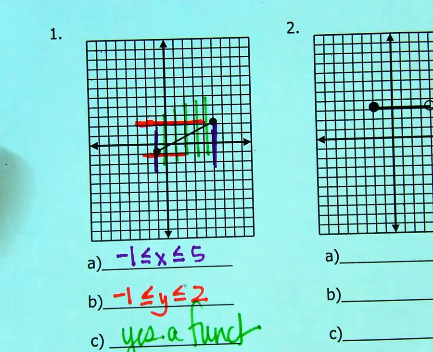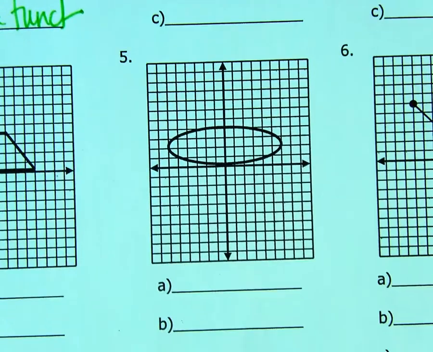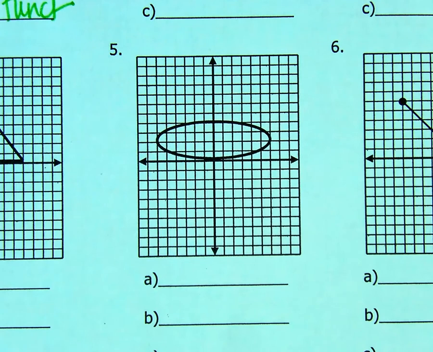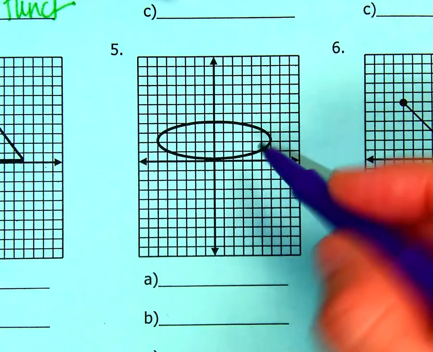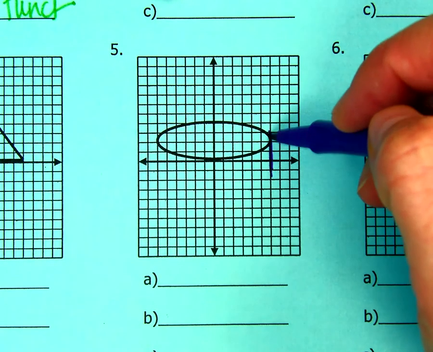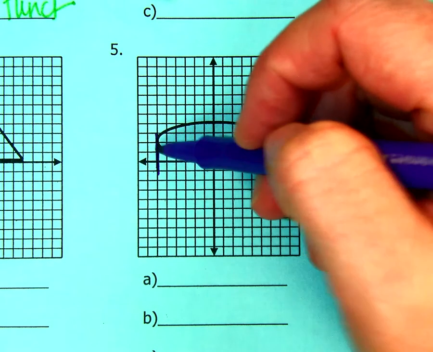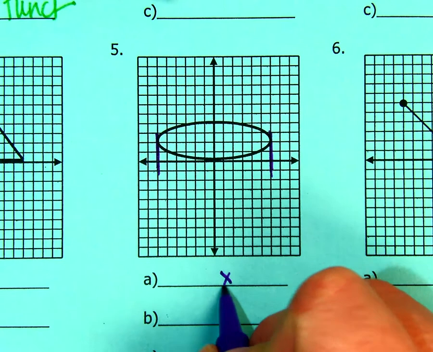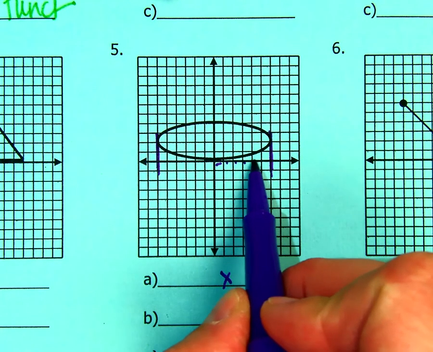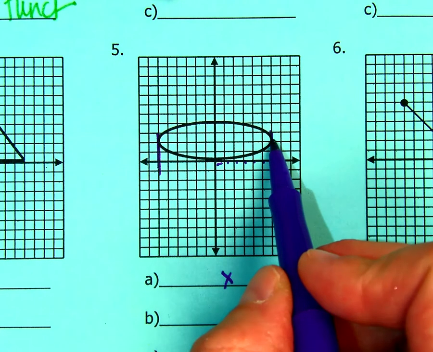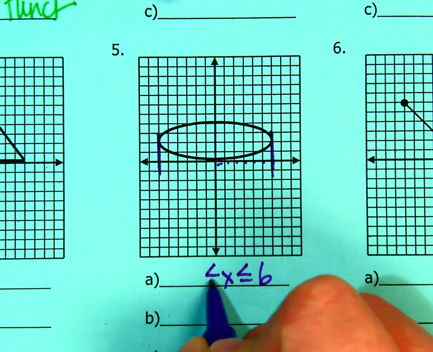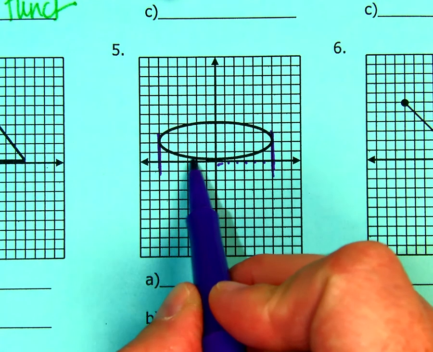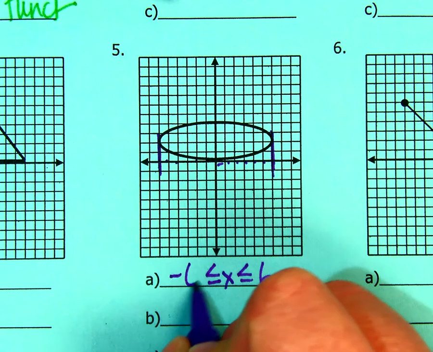Okay, so let's look at another one. Let's look at number 5 on the graph. The domain is looking at the x, so it goes as wide as this. x goes from 1, 2, 3, 4, 5, 6. It has to be less than or equal to 6 and greater than or equal to -6.